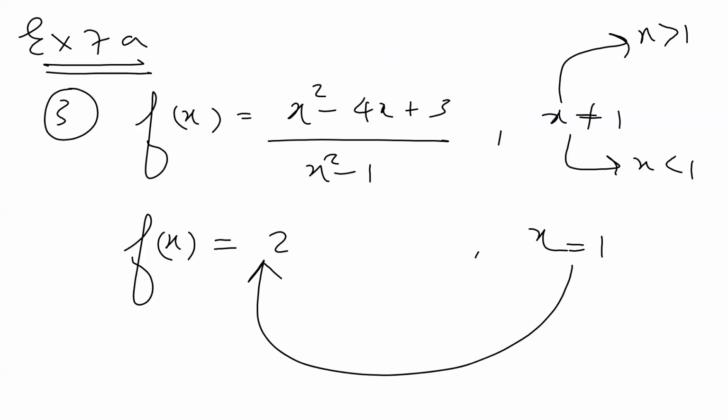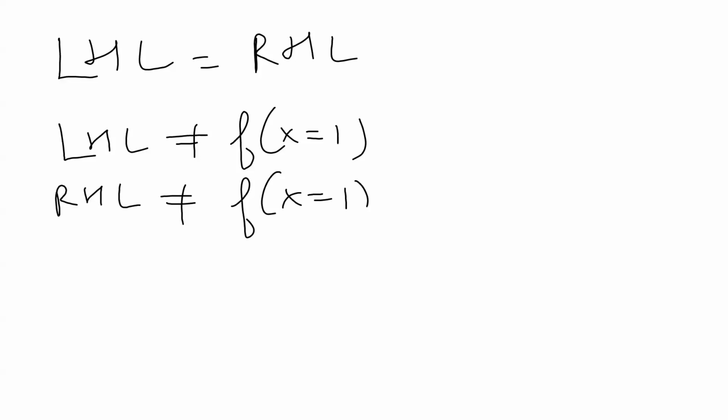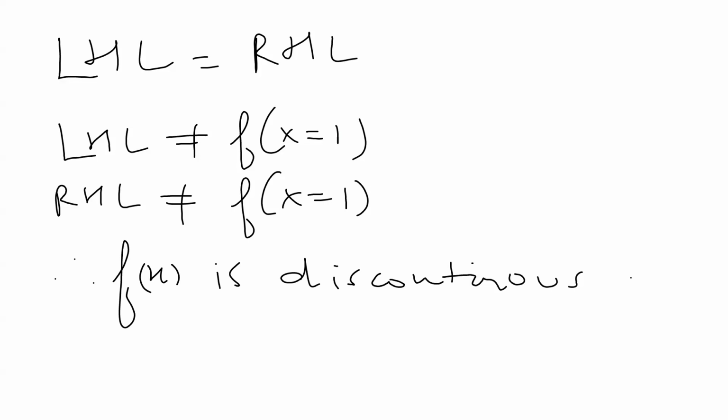Fine. So I'll conclude: LHL equals RHL, but LHL is not equal to f of 1, which is 2. RHL is also not equal to f of 1, which is 2. All three should be the same. Therefore, f of x is discontinuous at x equal to 1. Clear?